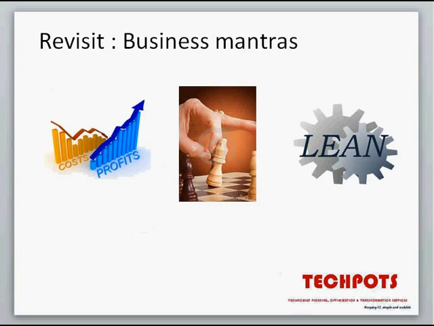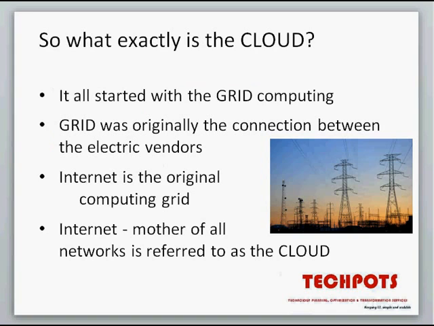Well, by now you must be wondering, okay, I was thinking about cloud computing and we are talking about business, so what's happening? Let's look at what really is the cloud. It all started with grid computing. Electricity was the original grid, which allowed power producers to share electricity amongst themselves, either for mutual benefit or maybe monetary benefit. Taking this idea forward, they came out with grid computing, which allowed people to share the power of many devices which are connected to the internet.